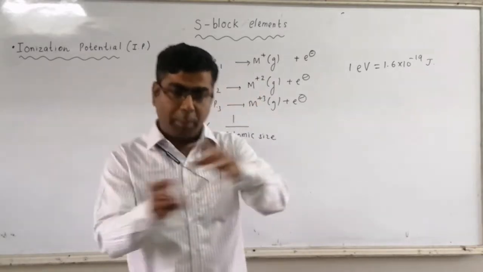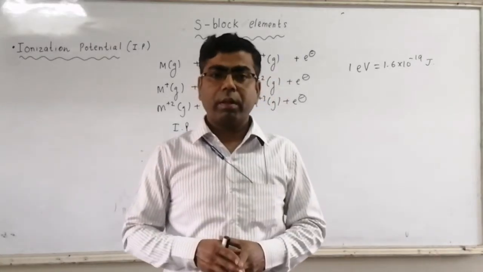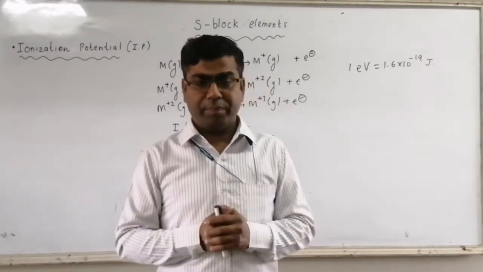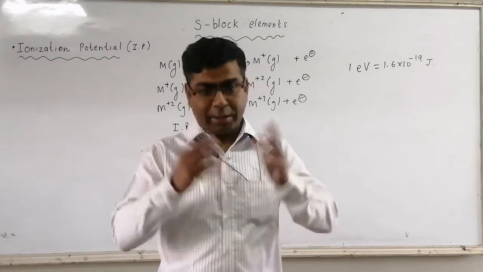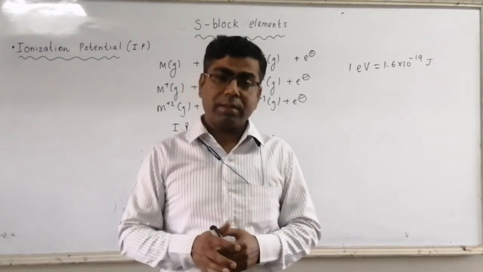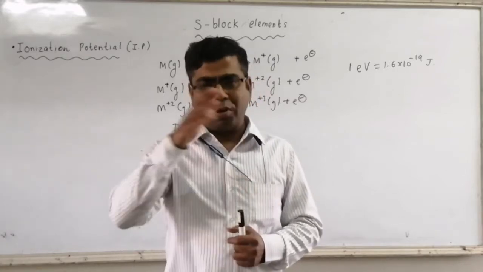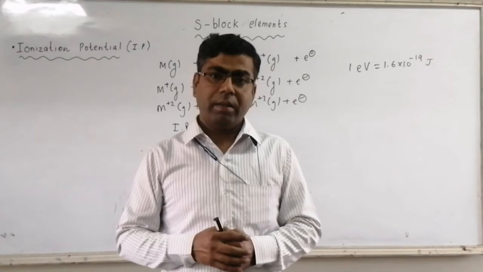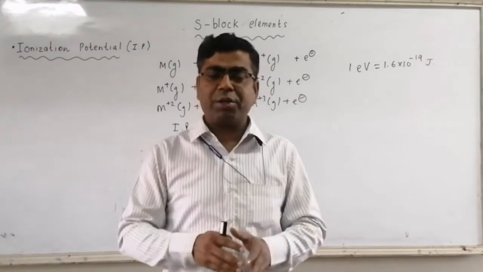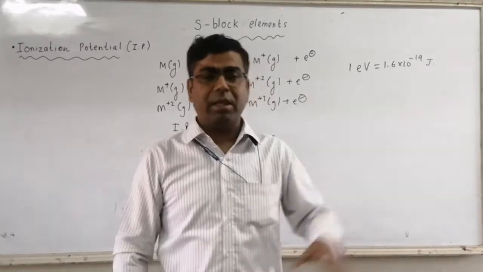Now what happens along a period? When we move from left to right in a period, atomic size decreases, because in the nucleus addition of protons takes place, and for each addition of proton, one extra electron is added to same energy level.